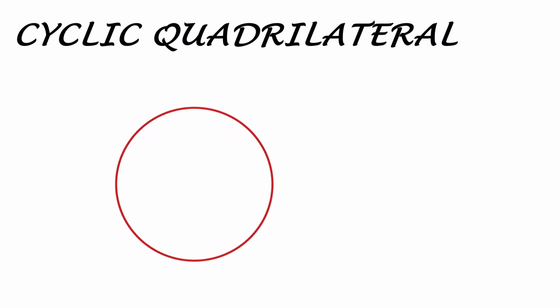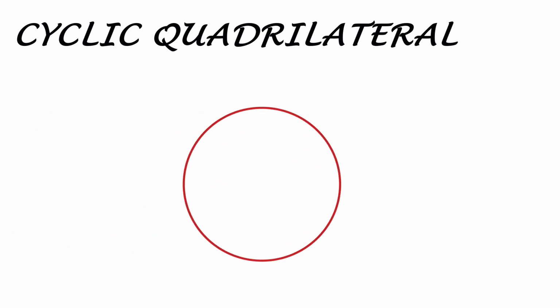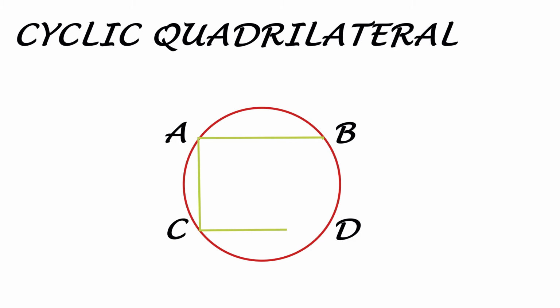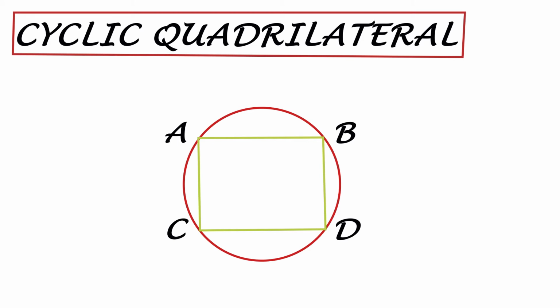The next important topic is the cyclic quadrilateral. There is a given circle. On this circle, take 4 points on the circumference. Join all the points. Which figure is that? Yes, it is a quadrilateral. All vertices of the quadrilateral lie on the same circle, so it is called a cyclic quadrilateral.